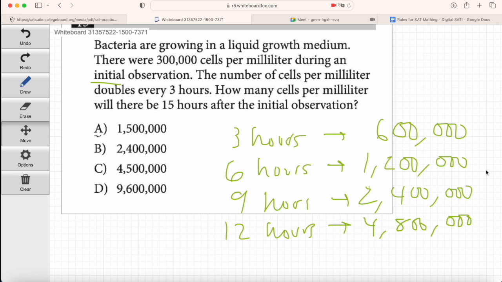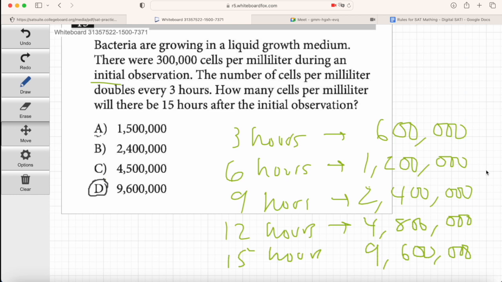We double it again, but nothing else is right. The others are already too small. But yeah, we can double that 4,800,000 again and we'll get 9,600,000. Does that make sense? How you can find the right answer, just working your way through it, thinking about it clearly without doing a fancy operation?